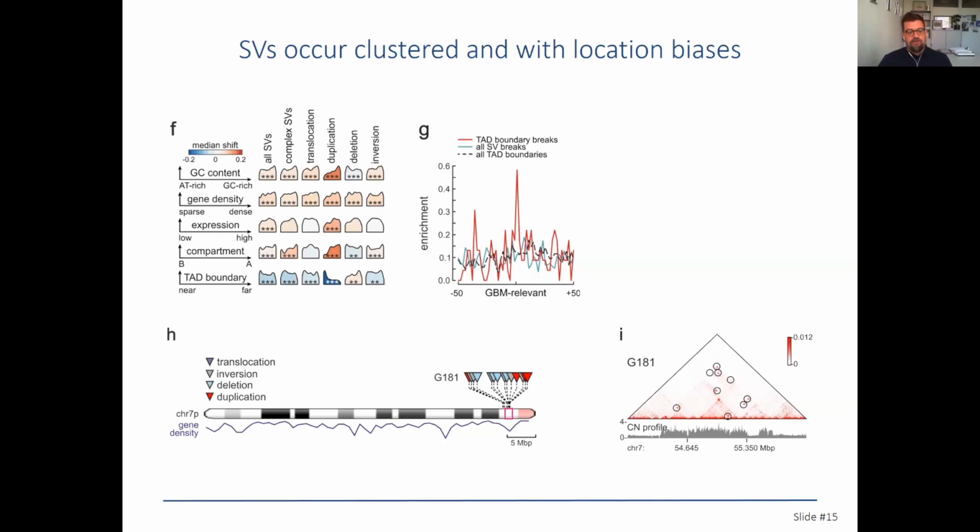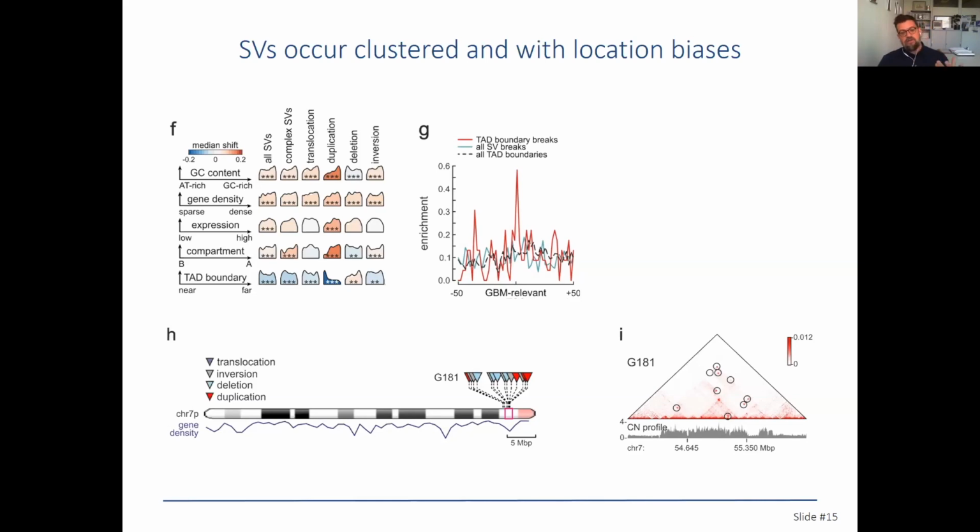And you could ask for complex SVs or particular subtypes of them, where do they occur the most? So for example, if you want to talk about duplications, you see that they tend to be in regions where you have GC-rich content, so many genes, and they are in the A compartment, so the active part of the genome, and the expression is generally high there. So you tend to select for duplications that involve active genes, which makes absolute sense. If you want to talk about inversions, for example, there's no bias for expression, and they tend to happen almost equally in gene sparse and in gene dense regions.